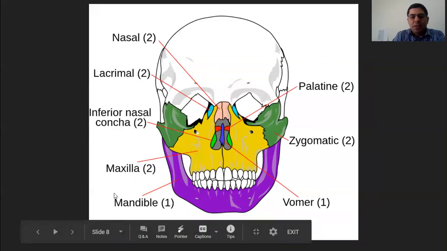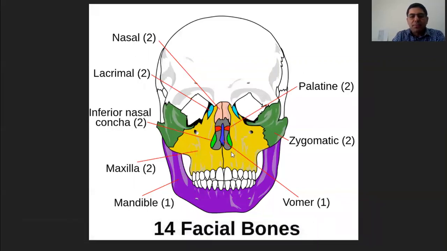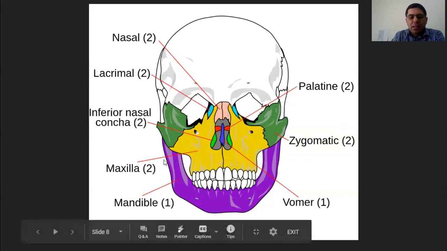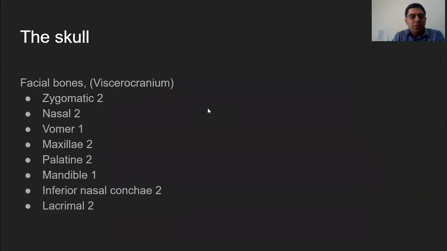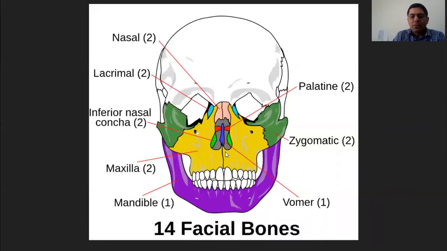And this is where they are. This is the maxilla, zygoma. We've got the palatine, it's better to see it from inside the mouth. Mandible, we've got the nasal bone here, the lacrimal bone here. So we have lacrimal, and then we've got also the inferior nasal concha, which is inside the nasal cavity.